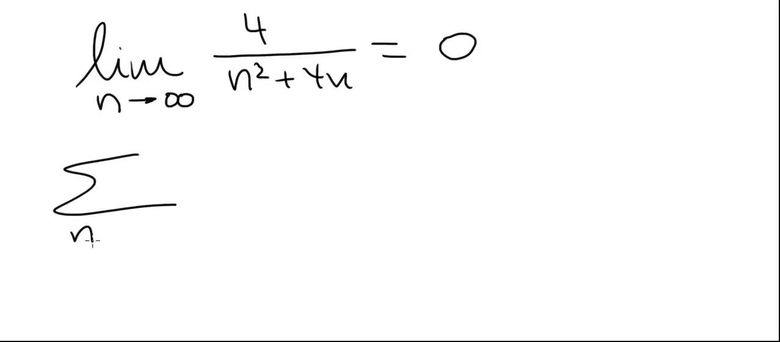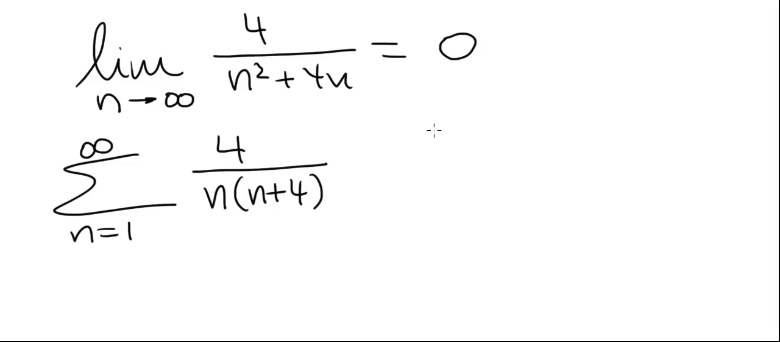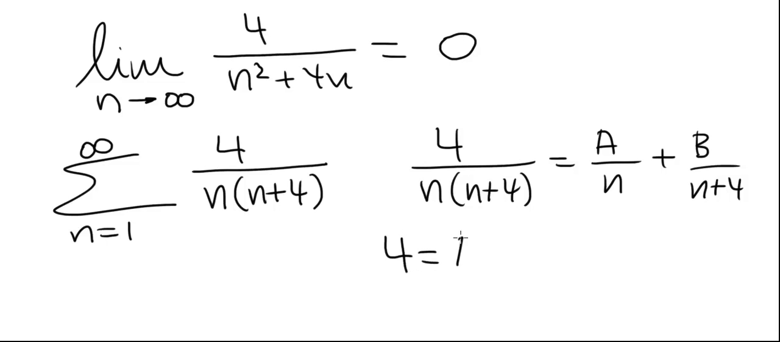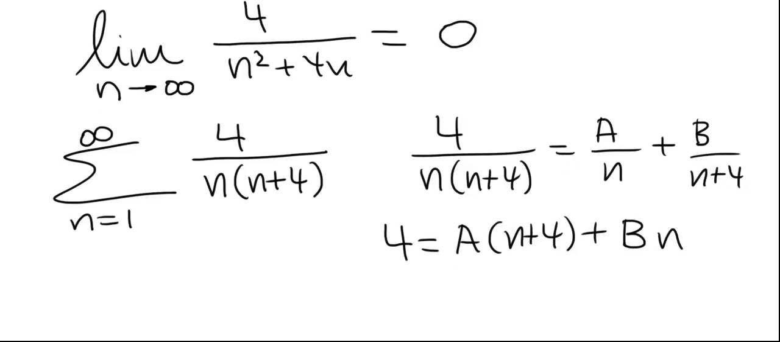So what we're going to have to do is express our series using partial fraction decomposition. Let's take our term 4 divided by n times n plus 4. We want to express it as a divided by n plus b divided by n plus 4. We did this before when we did partial fraction technique for integration. Multiply both sides by the denominator on the left, and that gives us 4 equals a times n plus 4 plus b times n. And now we have to select values of n that will give us a and b.